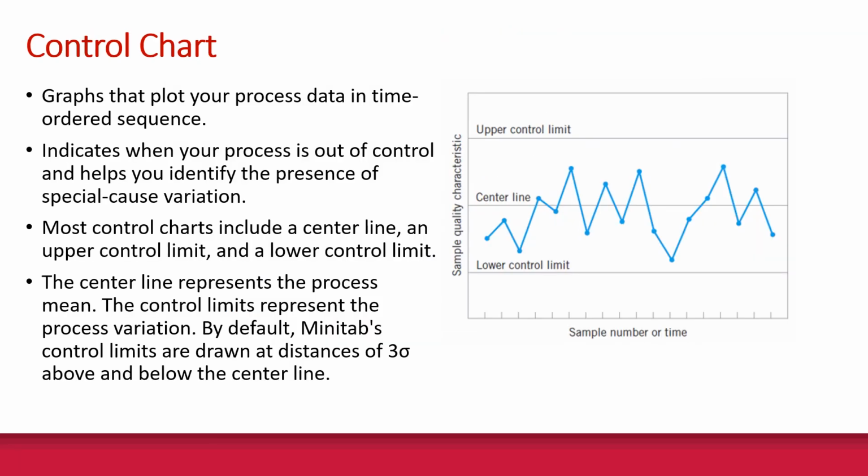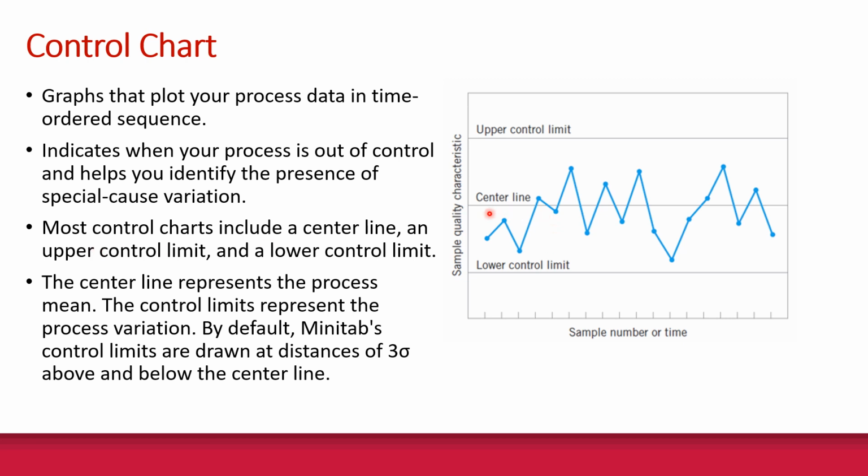So control charts are really going to help with this process. These are graphs that plot your process data in time-ordered sequence. So instead of the complicated graph I showed before, we lay this out on a horizontal-vertical graph. They're not three-dimensional. These control charts indicate when your process is out of control and help you identify the presence of these special causes, or what's called assignable cause variations.